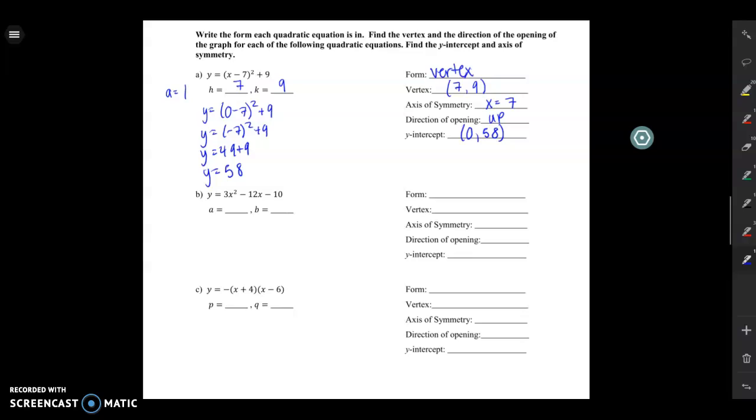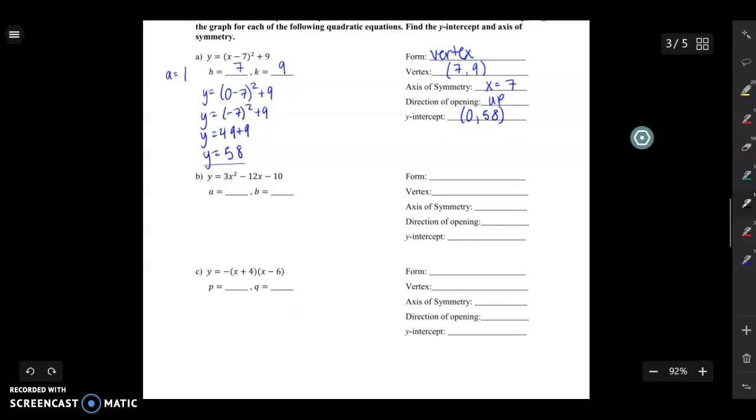Whenever you write your y-intercept, make sure you write it as an ordered pair. The first number will always be 0, and the second number is whatever number you get as you work through this process down here. All right, let's jump to another example.